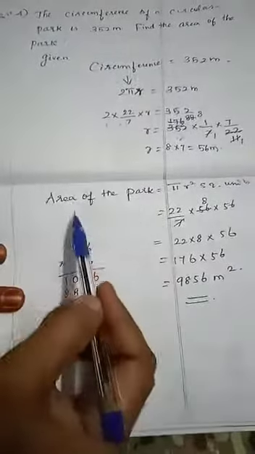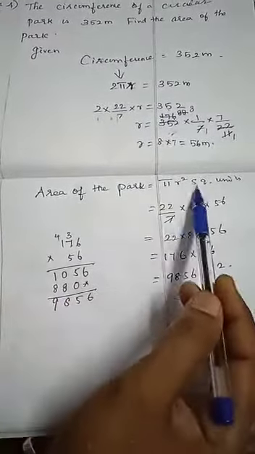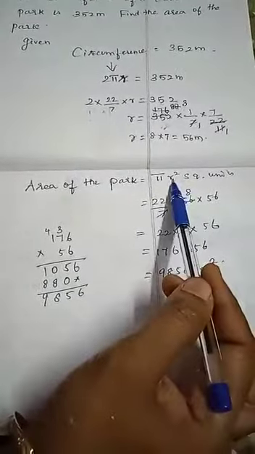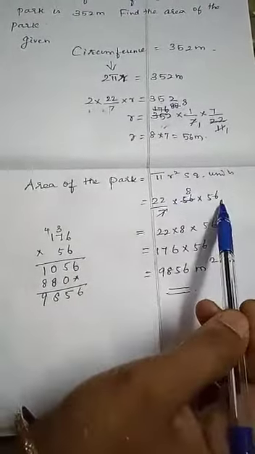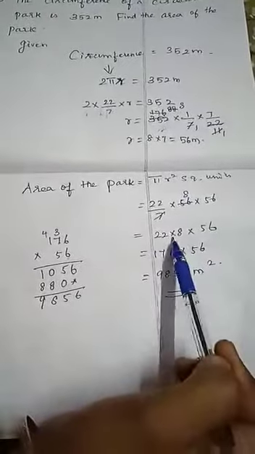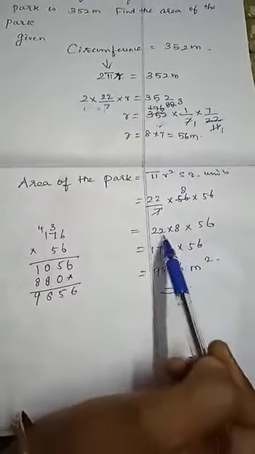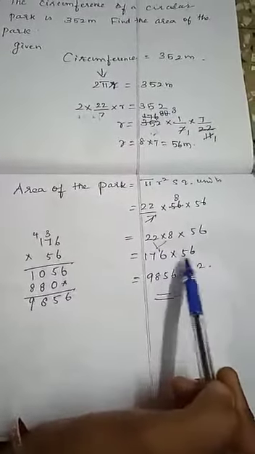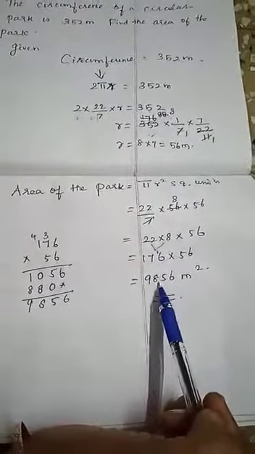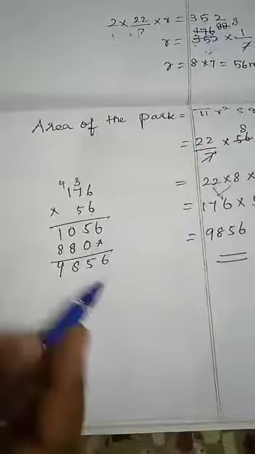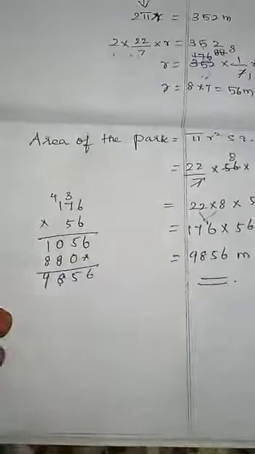Find the area. So the area of the park is equal to pi r square units. 22 divided by 7, the pi value. Then r square means 56 multiply 56. Cancel it. 22 multiply 8 multiply 56. 176, 176 multiply 56. We got 9856 meter square.